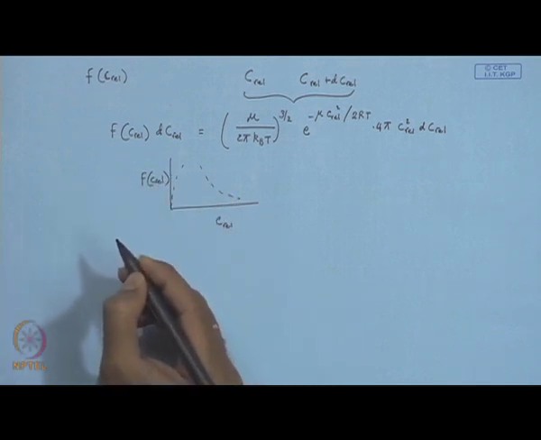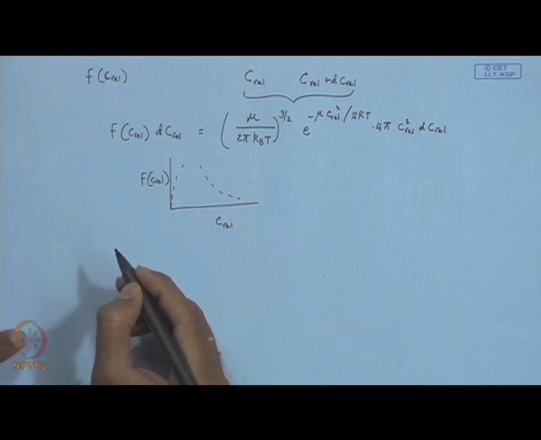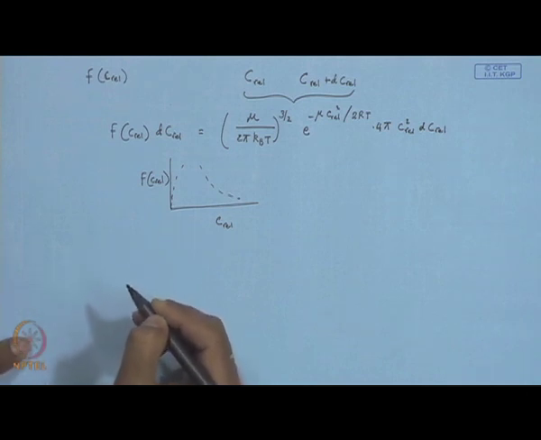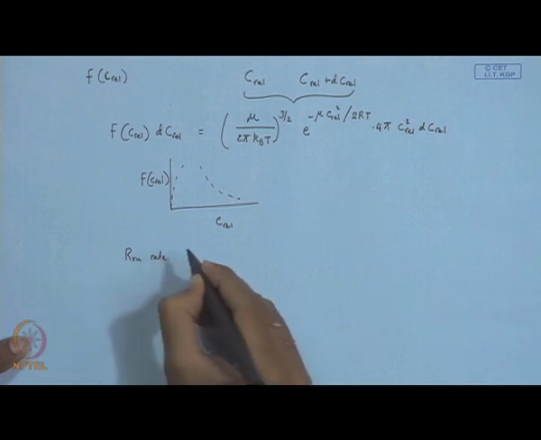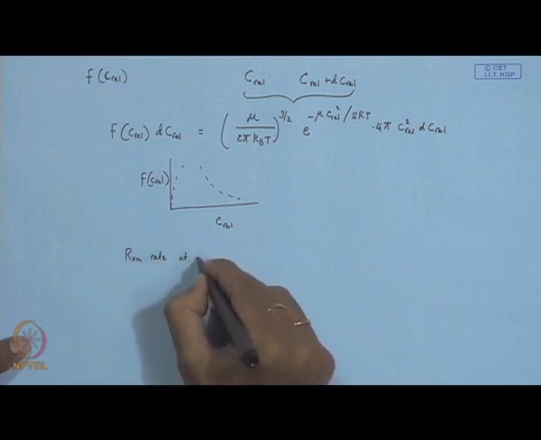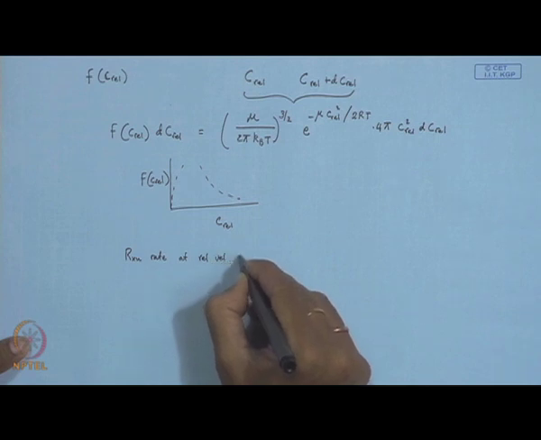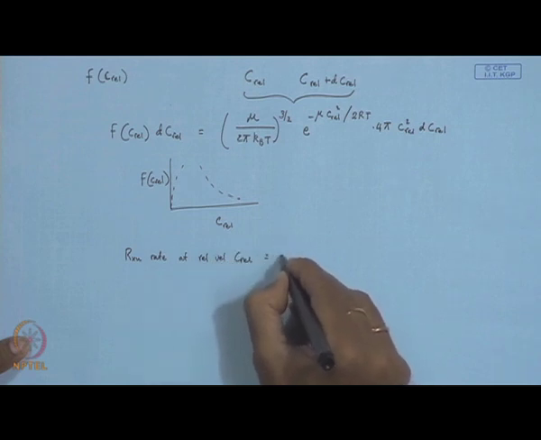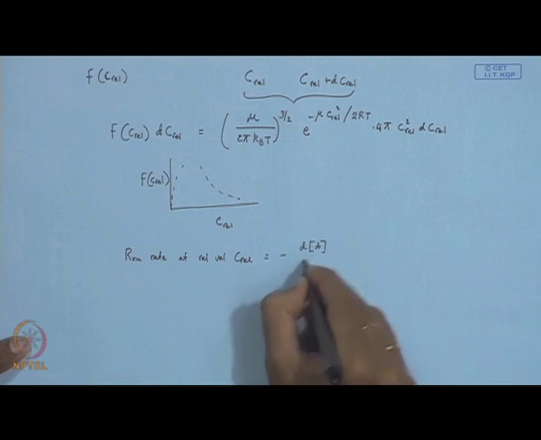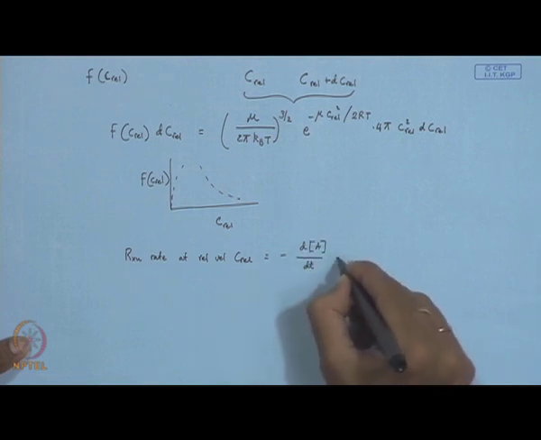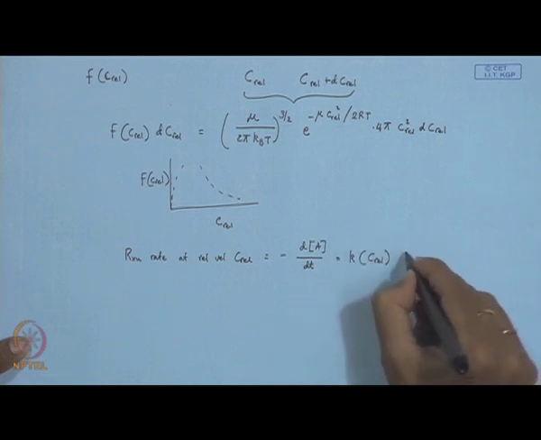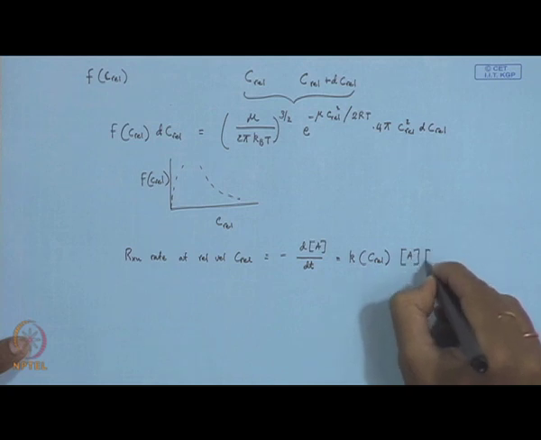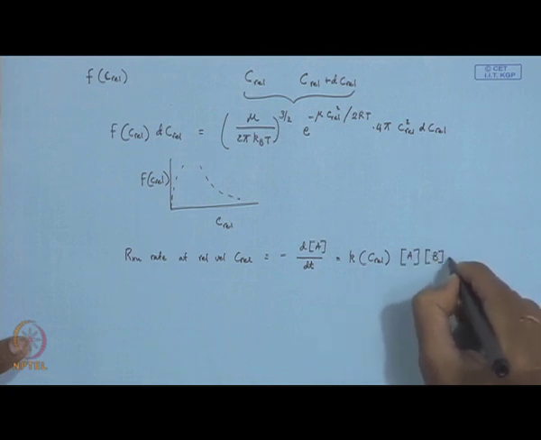Okay. Therefore, the actual reaction rate when the relative velocity is c relative is given by minus d[A]/dt equal to k c relative into [A] into [B] into f c relative.